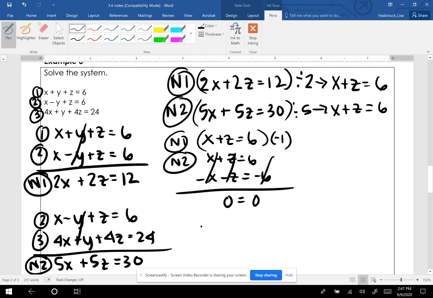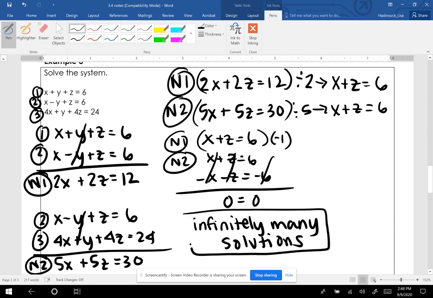This is a true statement. So we write infinitely many solutions. And we're done.